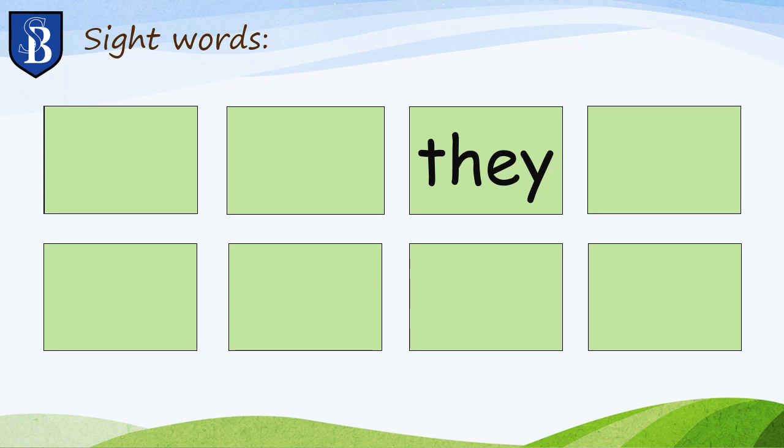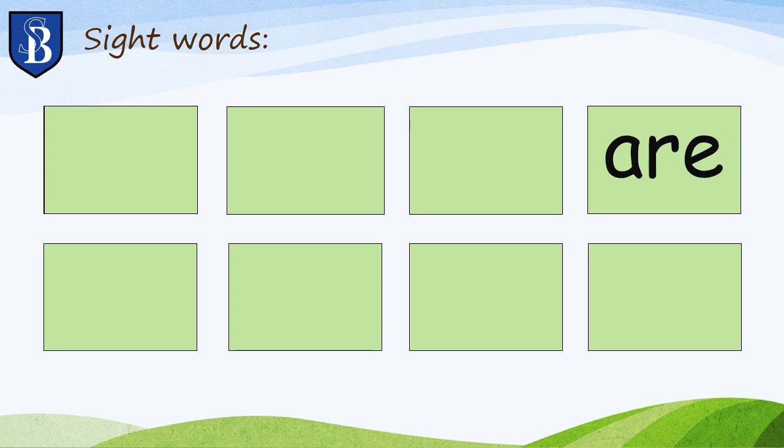It ends with the descending letter that goes below the line, that letter Y. They. Are. All the letters in the word are, the A, R and E, are mid-sized letters. They're all a similar size.